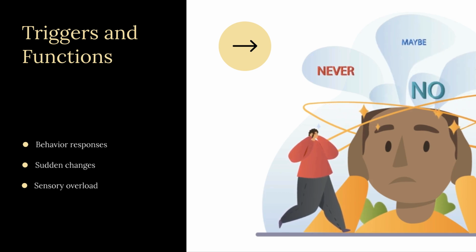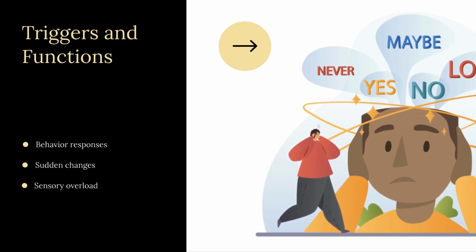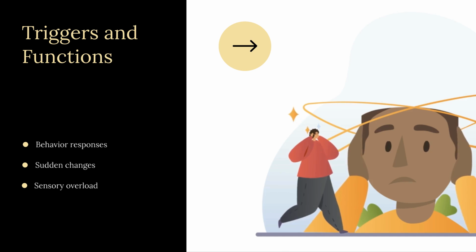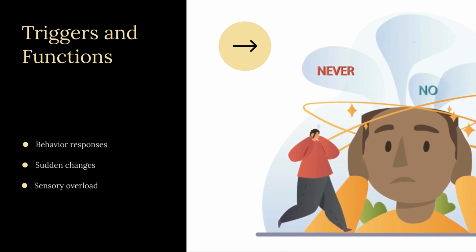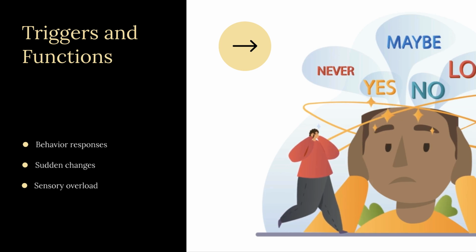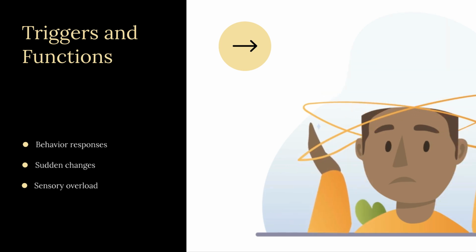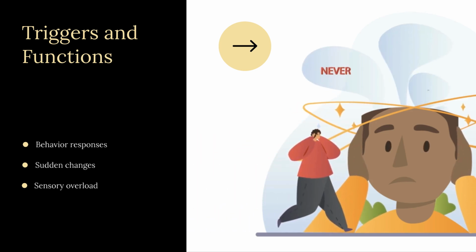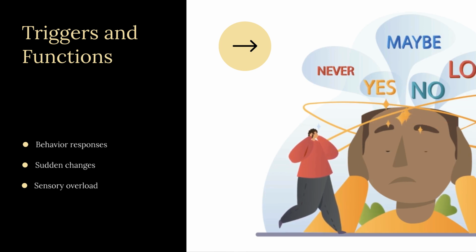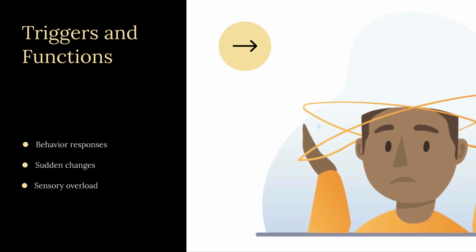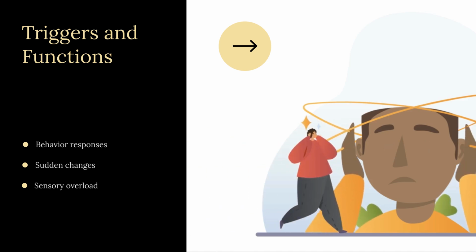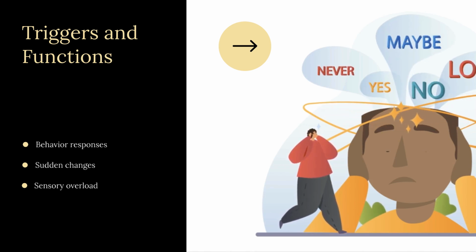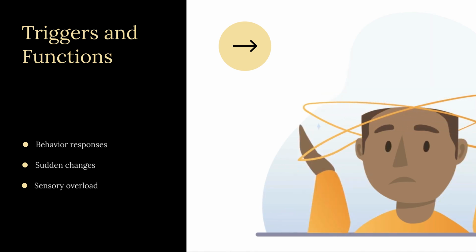Typically, behavior functions fall into 4 categories: attention, escape avoidance, access to tangibles, or sensory automatic. For example, a person may act out to gain a caregiver's attention, to avoid a demand they find hard, to get a desired item or activity, or simply because it feels calming. To figure out the function, staff can ask, what is the person getting or avoiding by doing this? For instance, if yelling always makes people leave the room, the person may be escaping the task. If hitting gets a favorite toy, the function may be tangible.